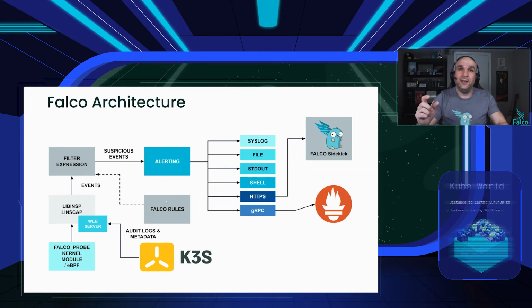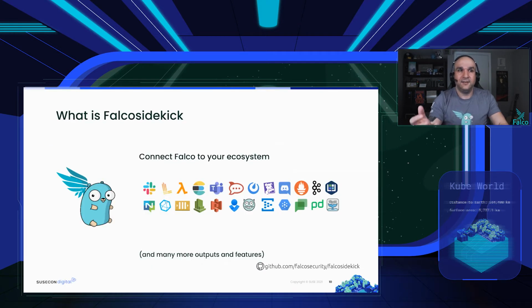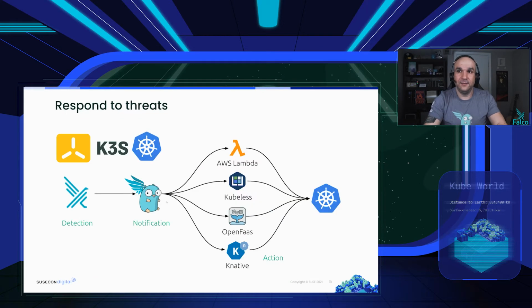And we even have a sidekick that basically allows you to output through many other tools like Slack or NATS or Lambda functions or Prometheus, those types of things. But you can also use this as a threat detection and action tool as well, so a response engine. So once you have detection, you can then send a notification to things like, like we did in the Sidekick, but then you can have an action of some sort. So using Lambda or Kubeless or OpenFaaS or Knative to run that action, like killing a container. But the possibilities are endless. You can create a function that could do pretty much anything from an actions perspective.